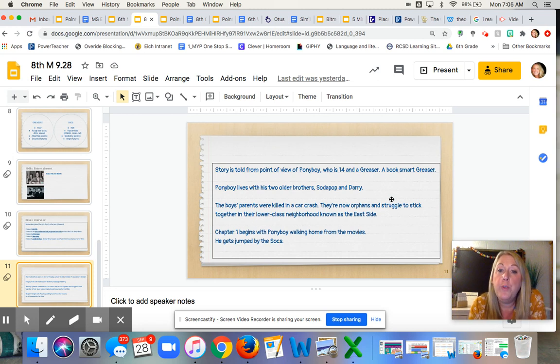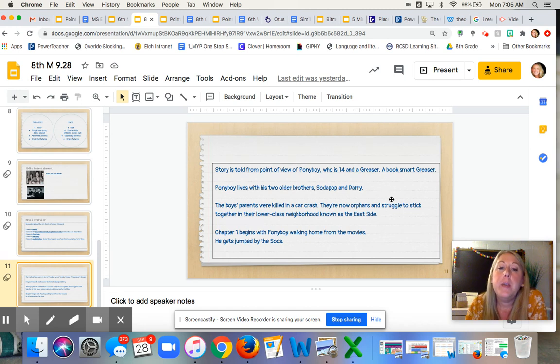So the story is told from the point of view of Ponyboy, who is 14 and a greaser, a book smart greaser. So he's a greaser, but he does well in school. He's smart. His real name is indeed Ponyboy. You'll get used to it. Ponyboy lives with his two older brothers, Soda Pop and Darry. Again, you'll get used to it. The boys' parents were killed in a car crash. They're now orphans and struggle to stick together in their lower class neighborhood known as the East Side.